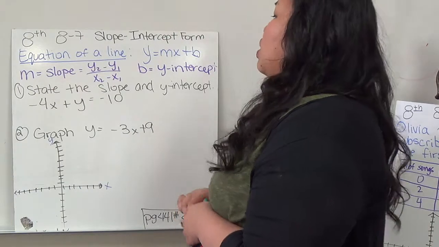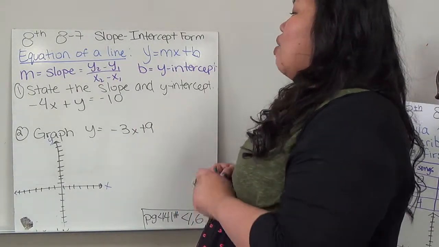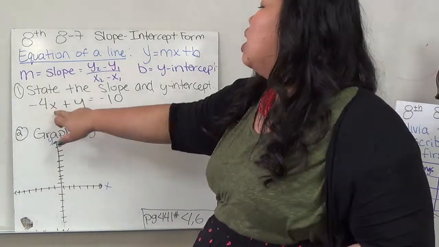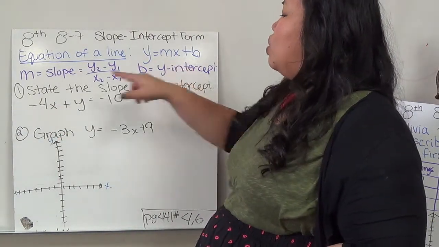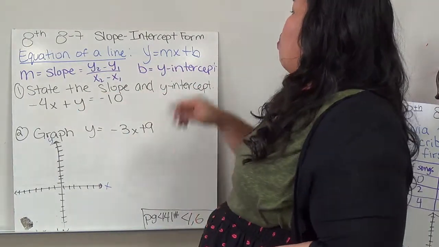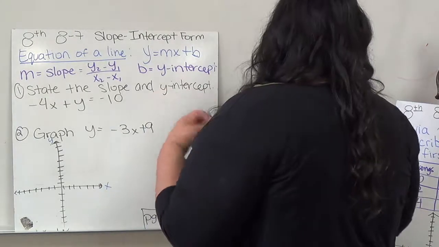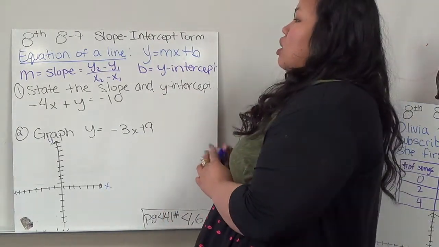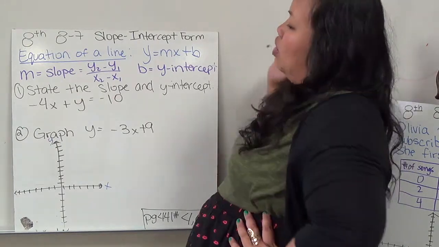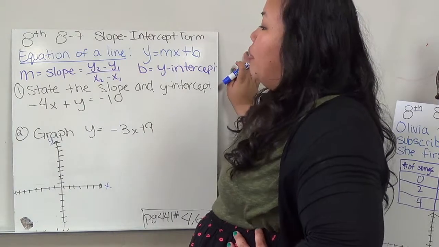So number one, it wants us to state the slope and the y-intercept. Now it's easy for me to say, okay, well this is x, so the one in front of x is my m, so that should be -4, and the one without a letter is -10. I can't do that. I have to rearrange it correctly in order for me to state the equation of the line. So what I'm going to do is I want to put it in y equals mx plus b form.